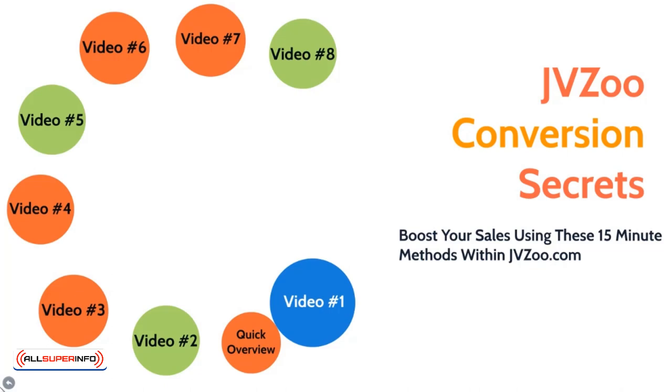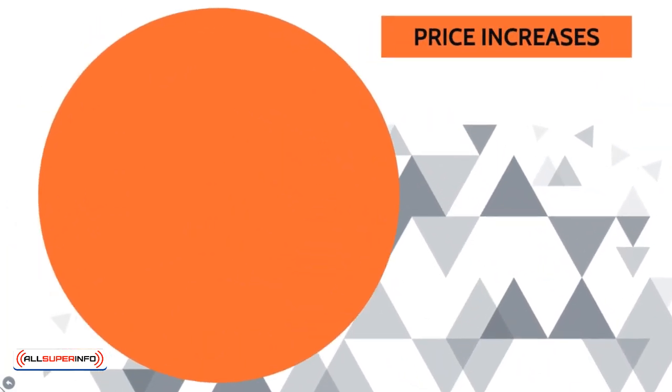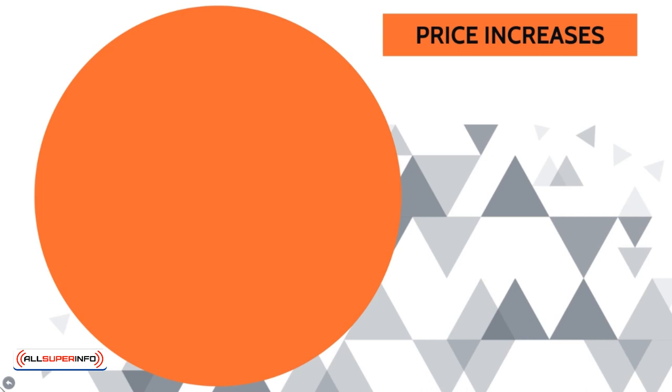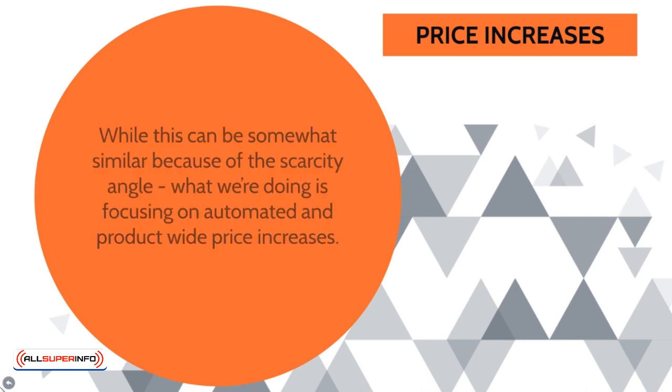All right, so welcome to video number 6, and we're going to talk about price increases, which is a different method, and there are going to be two different avenues as well that you can take. While this can be somewhat similar because of the scarcity angle, what we're doing is focusing on automation and product-wide price increases. So instead of having, you know, a private promotion, this is going to impact the whole site. This is going to impact the whole product.